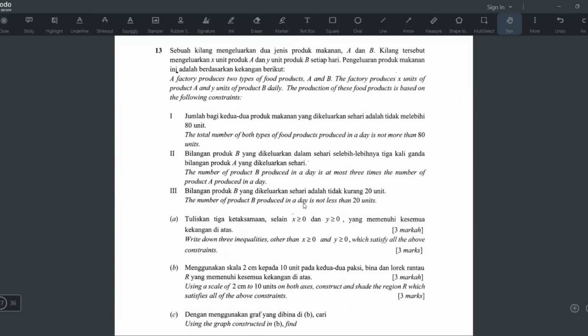Okay, let's do number 13. Number 13 is which chapter? Form 5, chapter 7, linear programming. In Bahasa Melayu, pengaturcaraan linear. Okay, this one you have to use graph paper later.